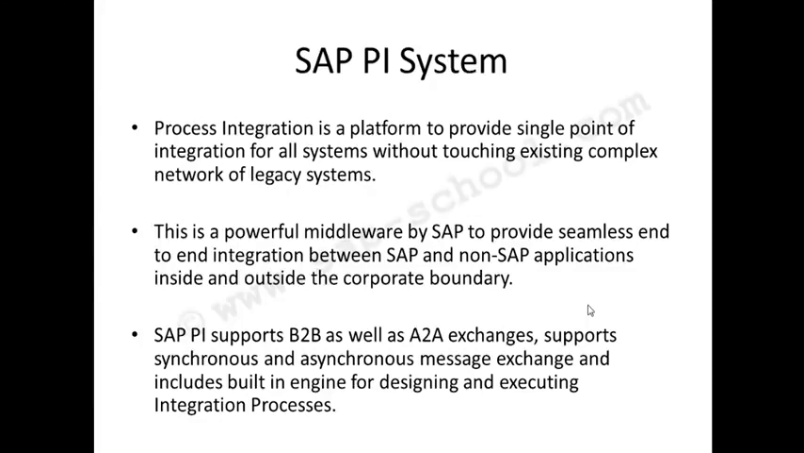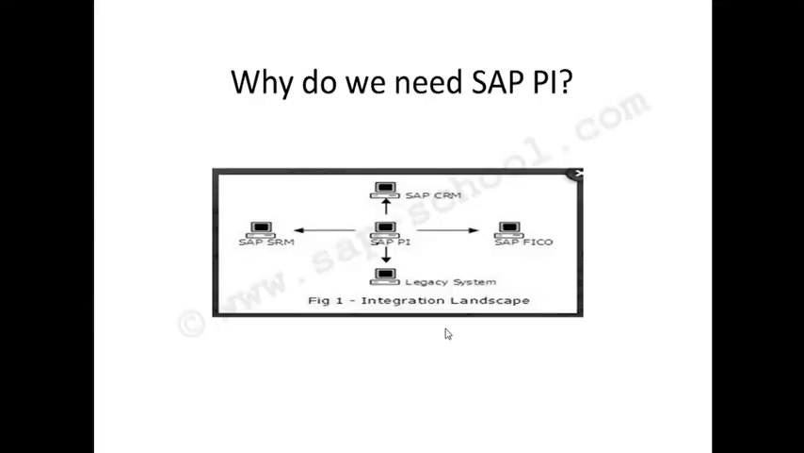Now in SAP PI we can have synchronous as well as asynchronous message exchange, and it includes a built-in engine for designing and executing the integration processes. In this slide we can see that we have SAP CRM, SAP SRM, SAP FICO and other legacy systems in an environment. Now how will these systems communicate with each other? SAP PI will help us provide the message interface and message exchange between all these systems, that is the SAP as well as the non-SAP systems.